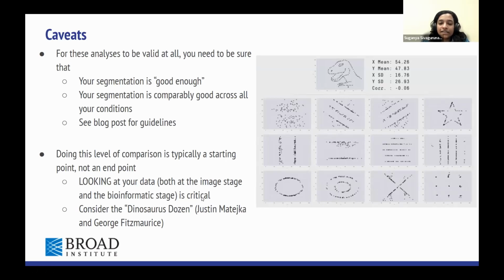This can be further emphasized by the fact that on the right, you can see there are different plots with different kinds of patterns. All of these plots have the same mean and standard deviation of the data that they have. But when you plot it, you can see different structures that come out of it. So that's why it's very important to have an idea of what your data is, both at the image stage as well as at the bioinformatics stage.